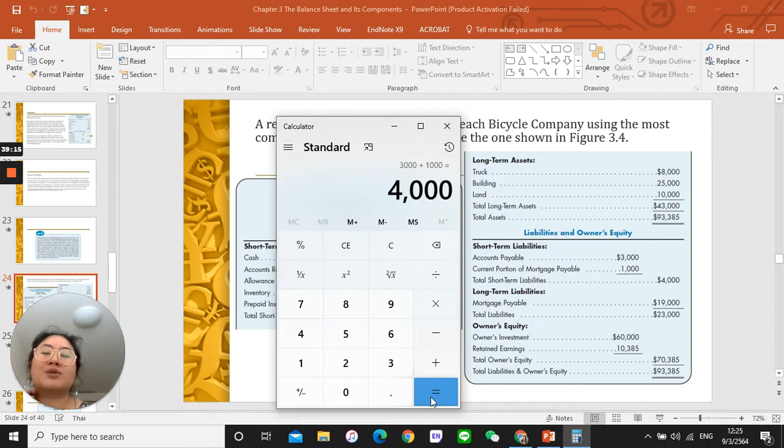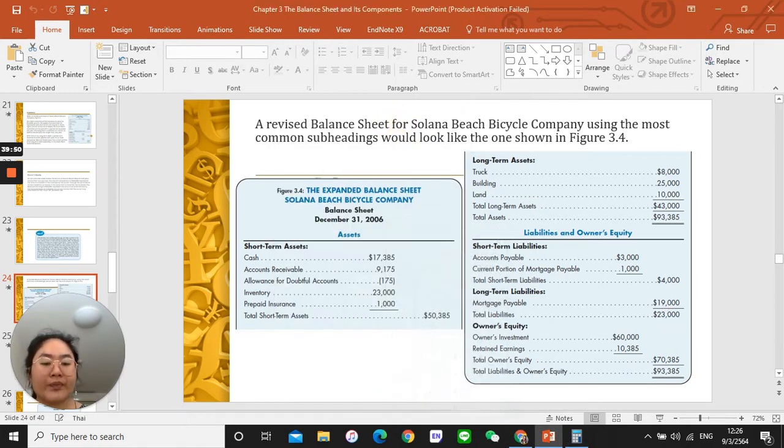But for the liability, we also have long-term. The mortgage payable that is paid after more than 1 year will be 19,000. So the mortgage payable will be long-term liability, plus the total short-term liability of 4,000. 19,000 plus 4,000 will be equal to the total liability of 23,000. Okay.